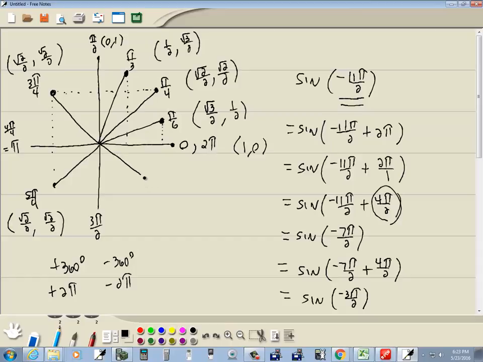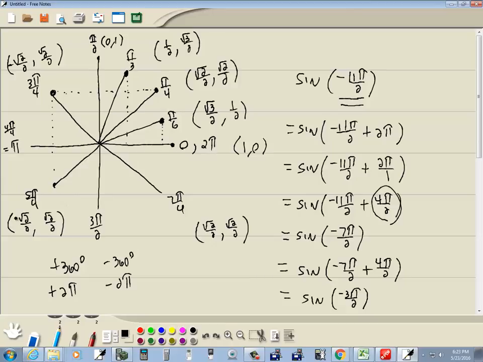And if I were to complete this and put one over here, this would be 7 pi over 4. This is also square root of 2 over 2 and square root of 2 over 2. The only difference is signs. Since this is in the second quadrant, the x value is going to be negative. So this would be a negative square root of 2 over 2.